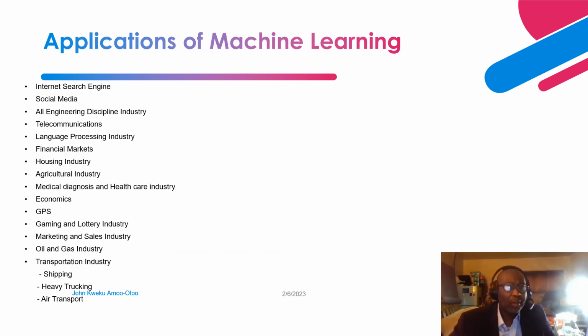Now let's talk about applications of machine learning. Very, very important. Like I made mention on my first slide, machine learning is applicable to any industry in the world that you can think of. Okay, so the first one is a search engine, internet search engine.